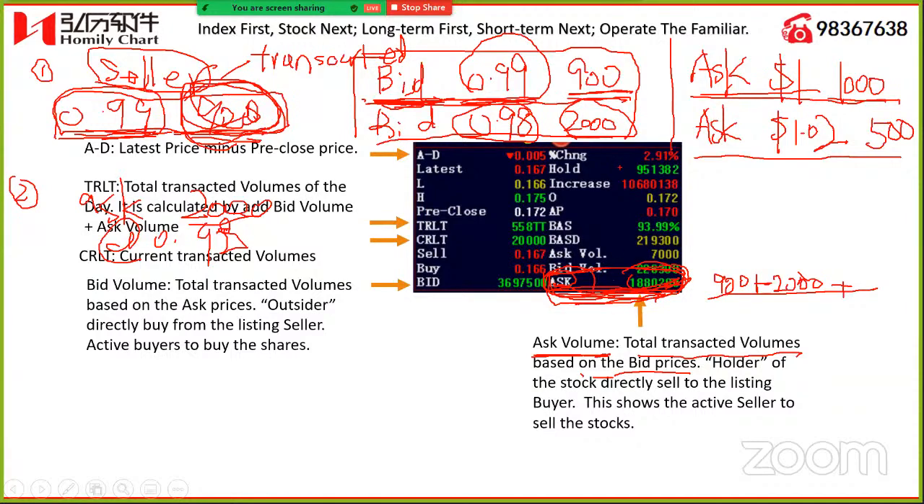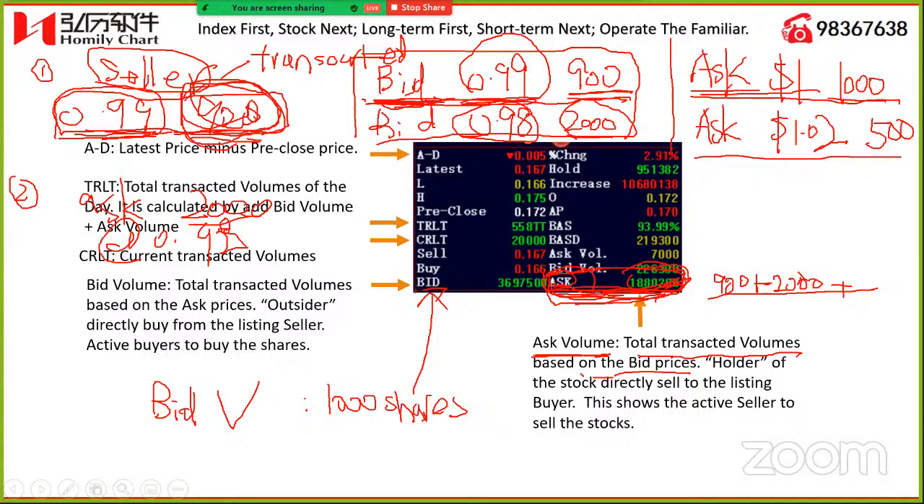All right, but let's say there was a buyer. Those buyers don't have the stock, right? So when they are willing to buy the stock at $1 for 1,000 shares, then they bid for the stock. So this 1,000 will be bid volume and count as 1,000 shares. The bid will count into this bid volume.